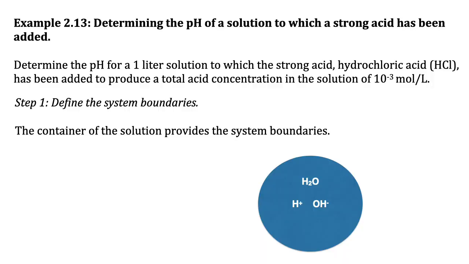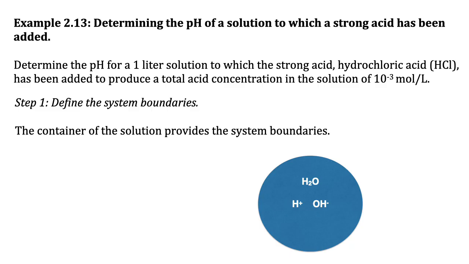So a strong acid is an acid that completely dissociates in water. We can determine the pH of a solution from a strong acid if we know the concentration of the acid added to that solution. In this example problem, we are asked to determine the pH for a 1 liter solution to which the strong acid, HCl, hydrochloric acid, has been added, so that the total acid concentration in the 1 liter solution after the acid has been added is 10 to the minus 3 moles per liter.